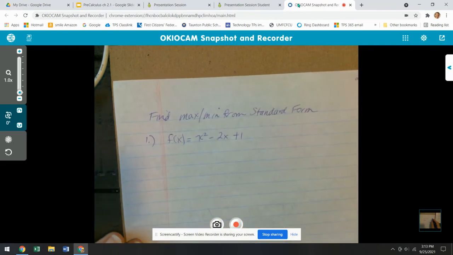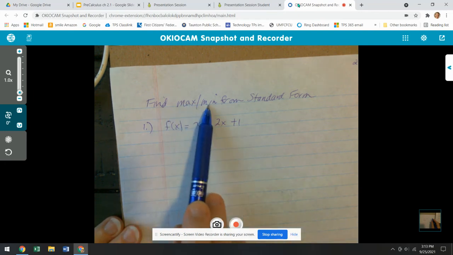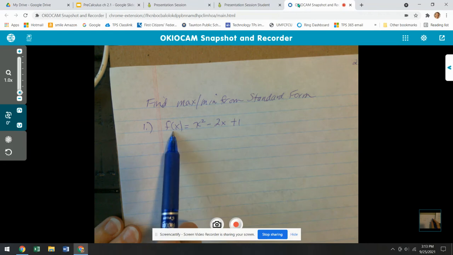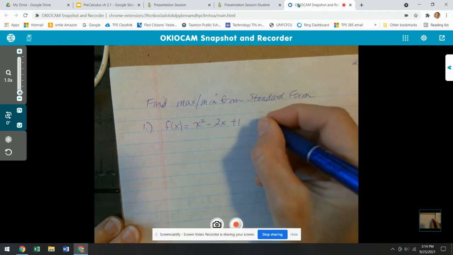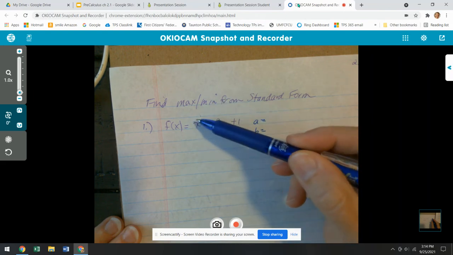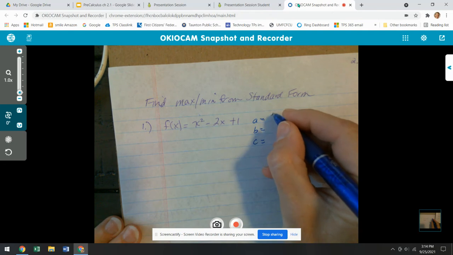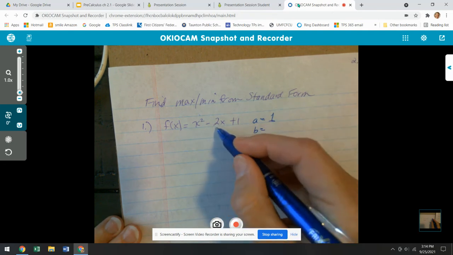I'll do some that don't actually have word problems behind them, just so that you're feeling comfortable with the mechanics of this. So if we're finding the maximum or minimum, we're given this equation. Again, what is the A? What is the B? What is the C? The A is the number in front of the x squared, which is not written here, so it's understood that there's a 1 there. The B value is a -2.